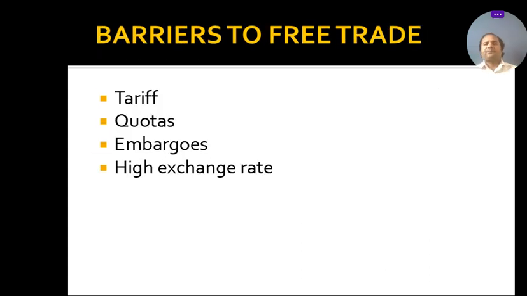Now we discuss the barriers to free trade. Free trade is when there is no restriction on trade. For example, tariffs, quotas, embargoes, and high exchange rates. These are the barriers to free trade. What is a tariff? Tariffs are import duties the government imposes on imported or exported products to protect the domestic industry. So the purpose of the tariff tax is to protect the home-based country's product.